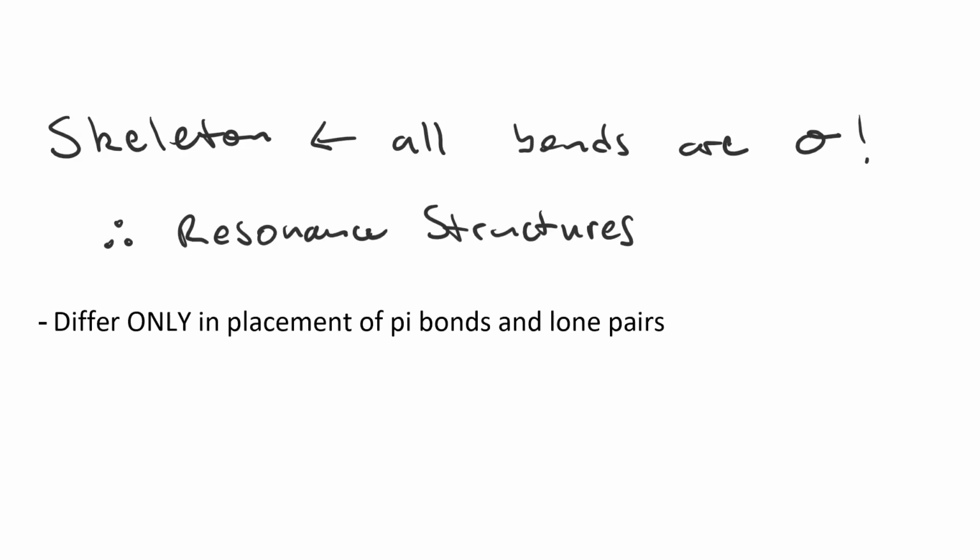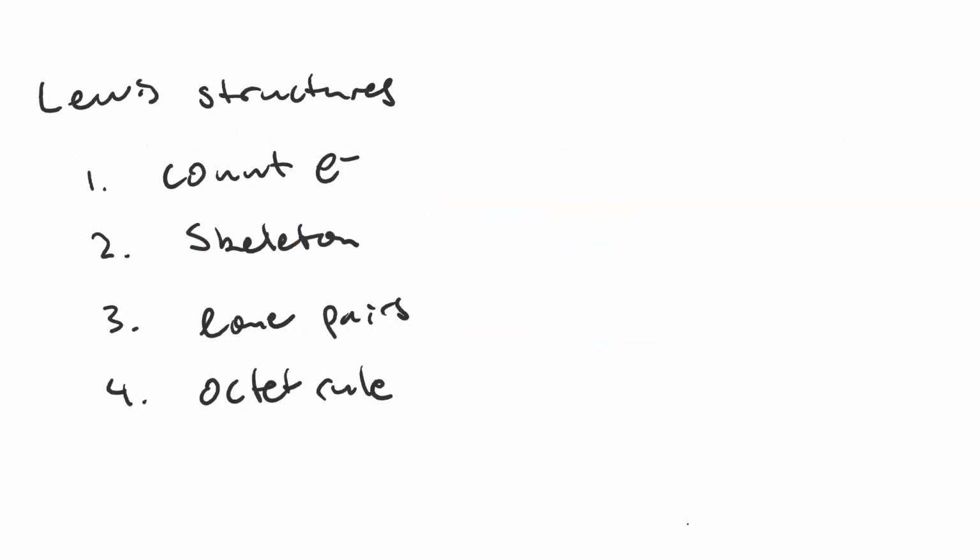Hence, when you draw the skeleton of a molecule, the central atom has a single bond to each peripheral atom. All of those bonds are sigma bonds. And that means that resonance structures differ only in the placement of their pi bonds and their lone pairs. Now we're ready to draw some resonance structures. Recall the rules for drawing Lewis structures. We first have to count the electrons, then draw the skeleton, recount, fill in the remaining lone pairs, and check everything for the octet rule.